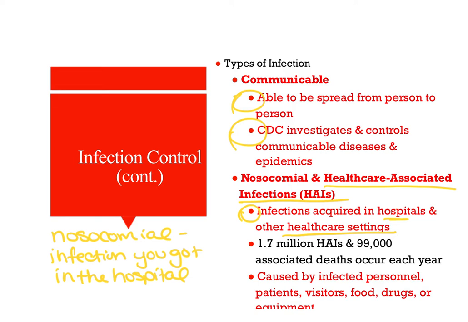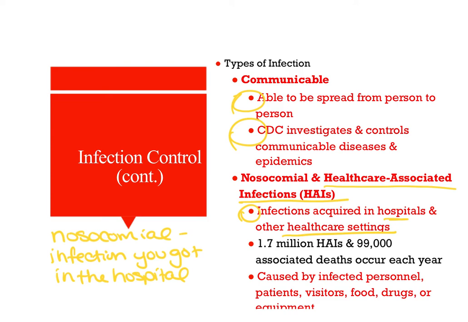Okay, this is important to understand what this means, because you will have it on your certification and you will see on tests where they're going to give you an example scenario of a patient or visitor client. They're going to ask you if it's a healthcare associated infection or not. Okay. Now, 1.7 million healthcare associated infections and 99,000 associated deaths occur each year.